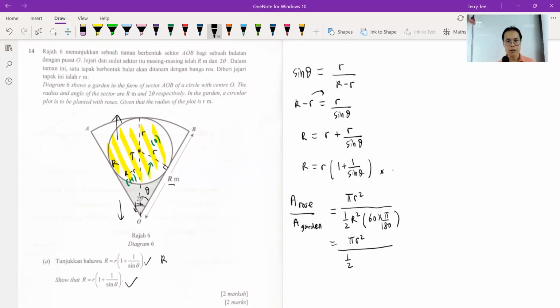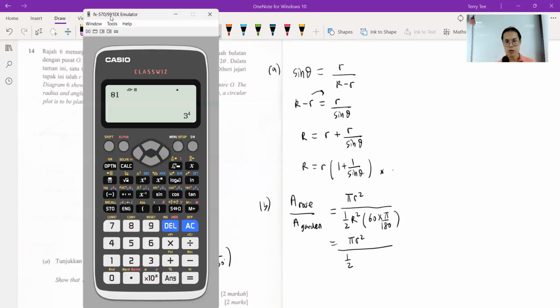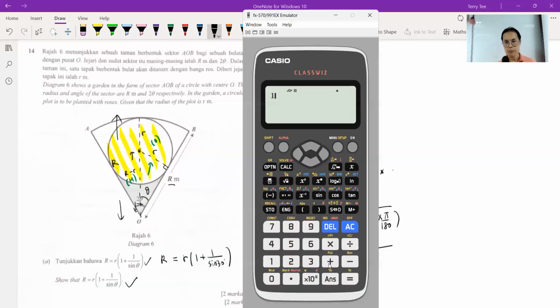Your big R is now, okay, this part B. I need to perhaps do this first. Small r times 1 plus 1 over sine 30. Now, we know sine 30 is half. So you can use your calculator if you're unsure. You just type in 1 plus 1 over sine 30. You should get 3. Yeah, answer 3r here.